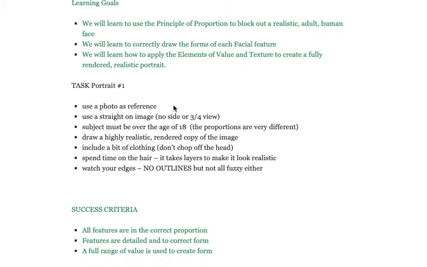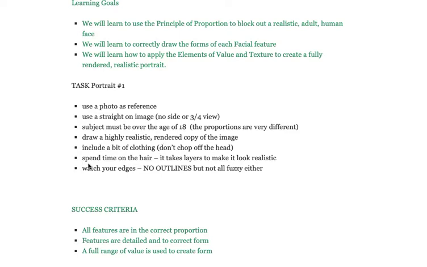Okay, so again, try to use a straight-on image. Try to make it someone who's an adult because I said the proportions of little kids are different, and little kids are really hard to render. If you ever decide you want to render a little kid, the trick is barely shade any of the skin. All right, always include a little bit of the clothing. When we look at the examples, you'll see that they've just gone down a little bit into the chest area because if not, you end up with this chopped off looking head that's kind of weird.